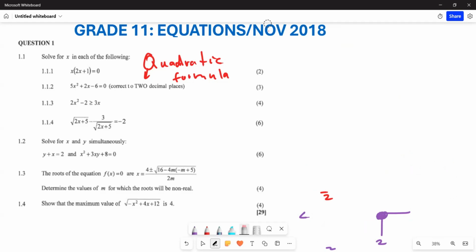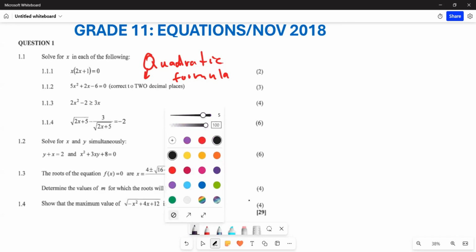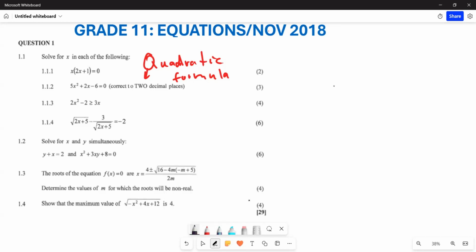So now let's start. In this particular question, what is it that you have there? You are having, let's look at this one, root of 2x plus 5 minus 3 over root of 2x plus 5 is equal to -2. Now, how can you solve this question?